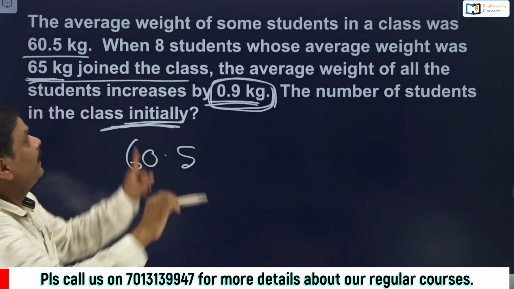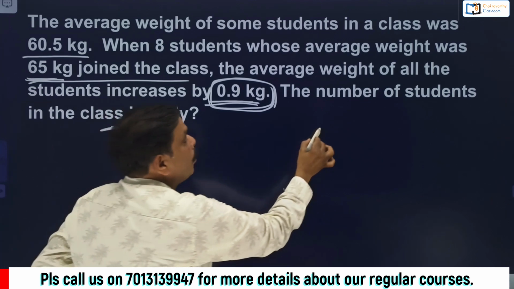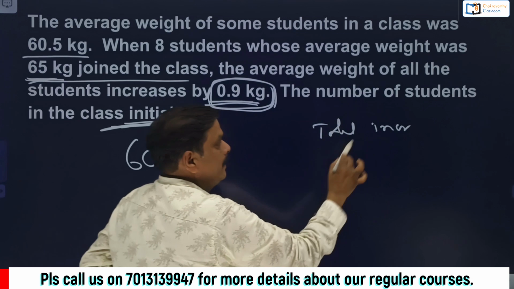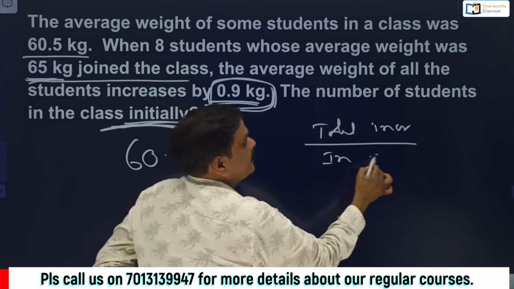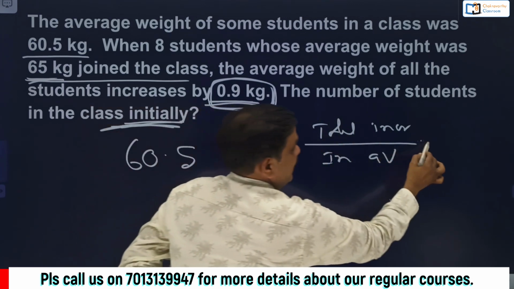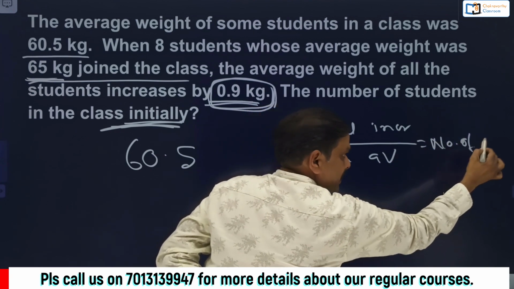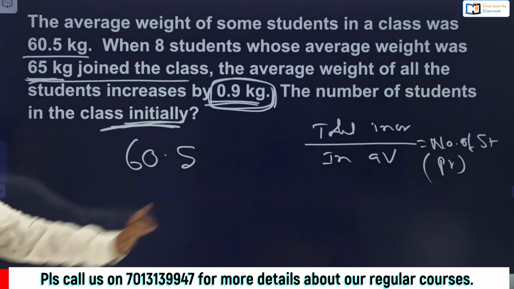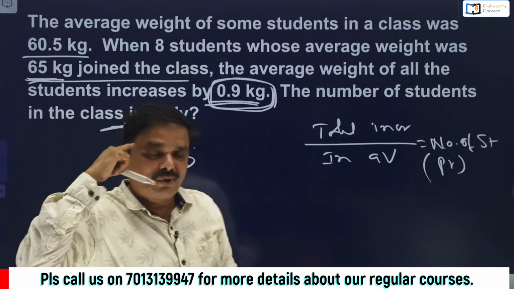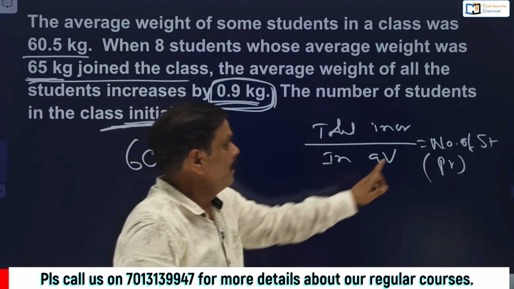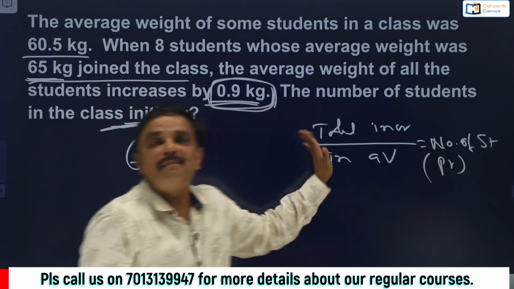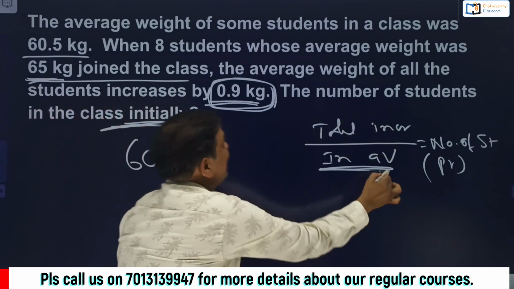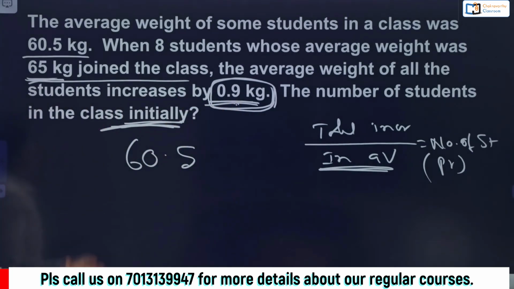Now if you can find out the total increment, listen very carefully. Total increment divided by increased average will give me the number of students. Number of students means present students, not initial. Have you understood this? This should come to your mind directly. The number of present students can be found with the help of total increment divided by increased average.